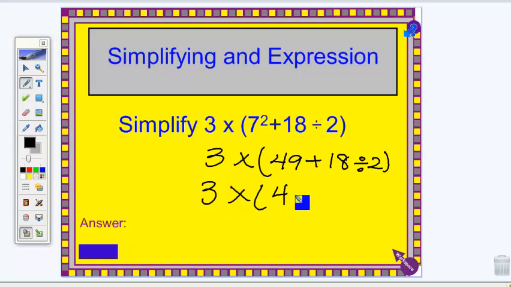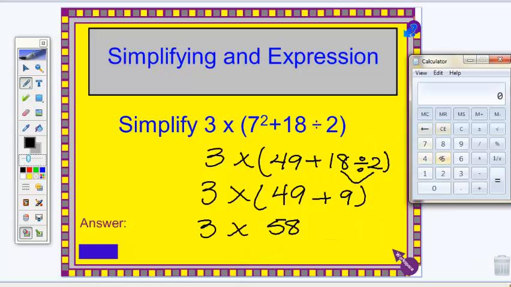49 will stay because that's plus. Then we need to make sure we do the division. 18 divided by 2, which will be 9. Okay? Now we are ready to simplify the parentheses. 3, and we do 3 times 49 plus 9, which is 58. And now we can grab a calculator and do 58 times 3. And we get 174.